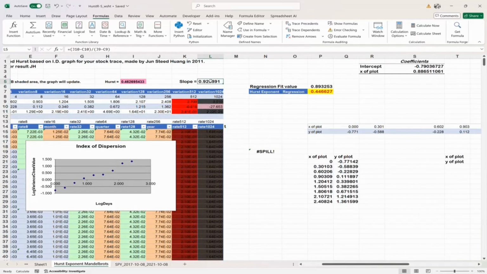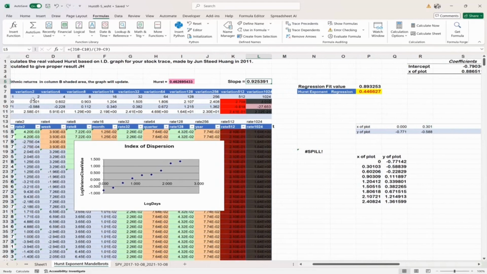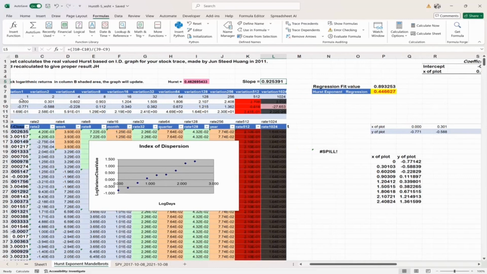And the slope is calculated manually: J10 minus C10 over J9 minus C9, which gives you the slope. And to get the actual amount, you divide the slope by 2 to get the Hurst index.